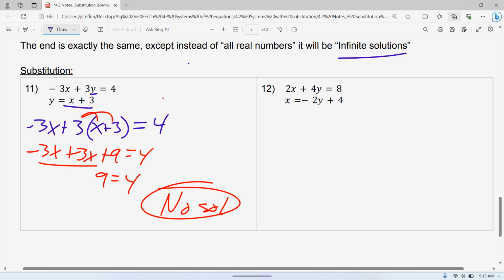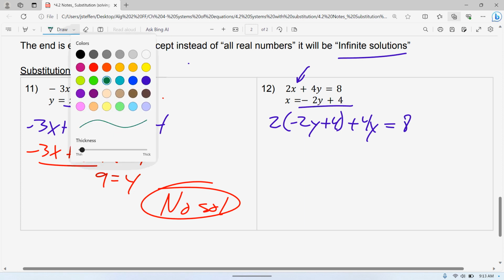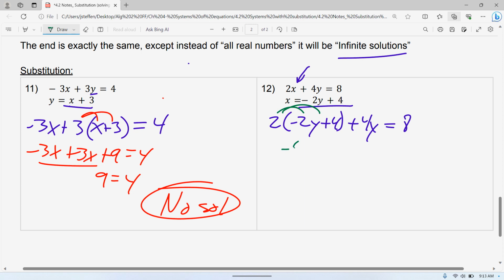Now you can probably assume what the next one's going to be. So I plug my x in for this x here. So that's 2 times negative 2y plus 4, plus 4y is equal to 8. Distributing the 2, I have negative 4y plus 8 plus 4y is equal to 8. Just like the last one.